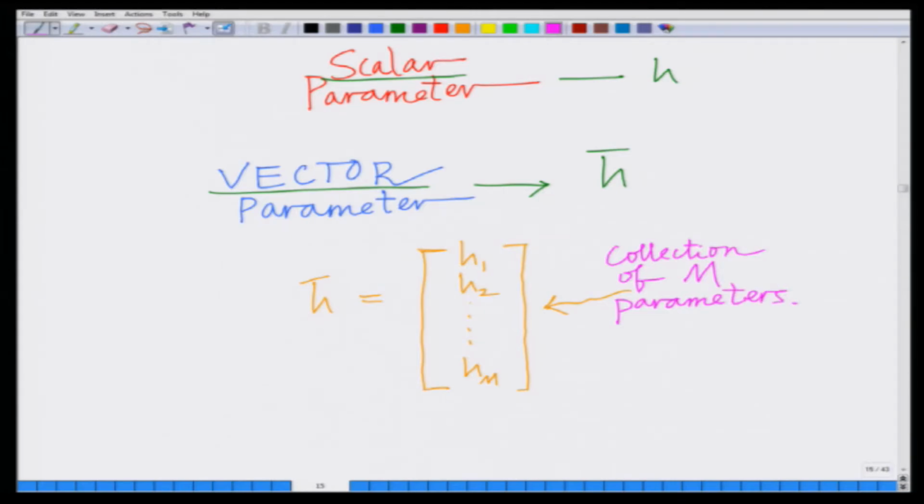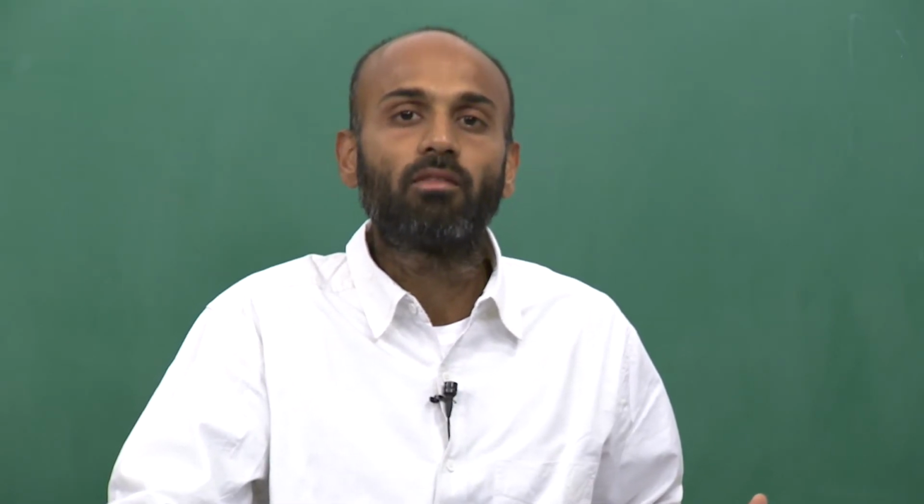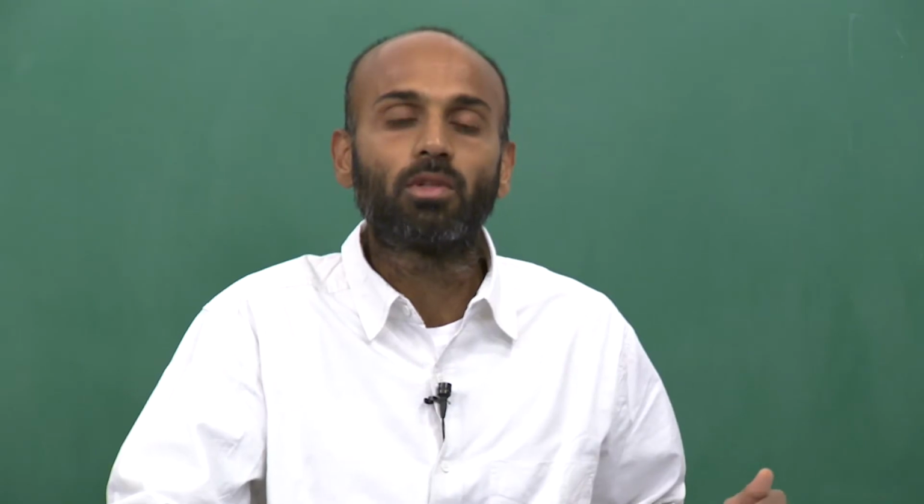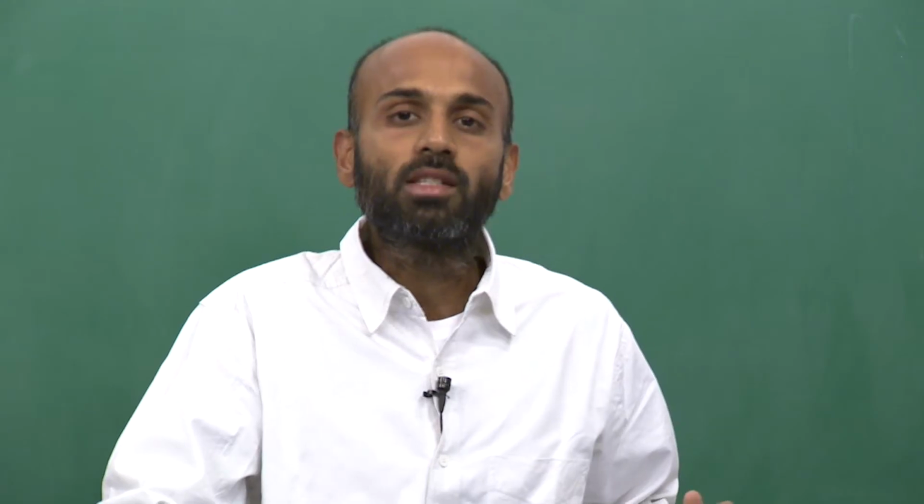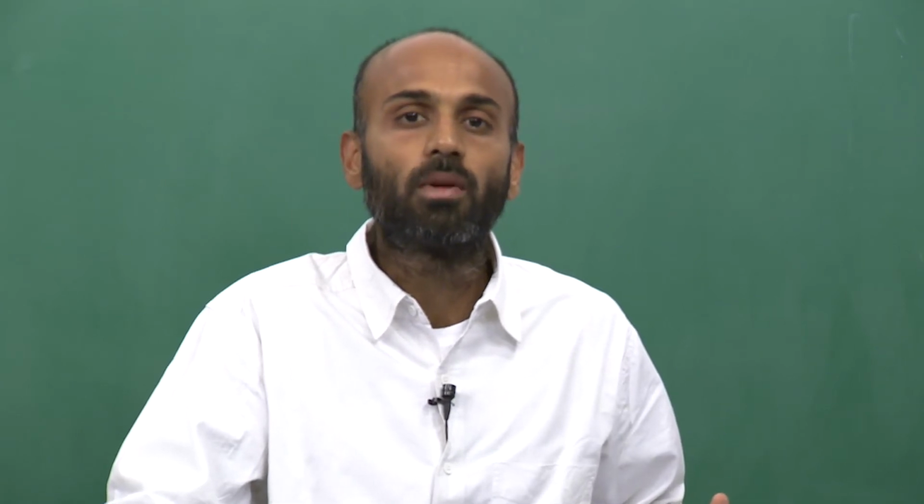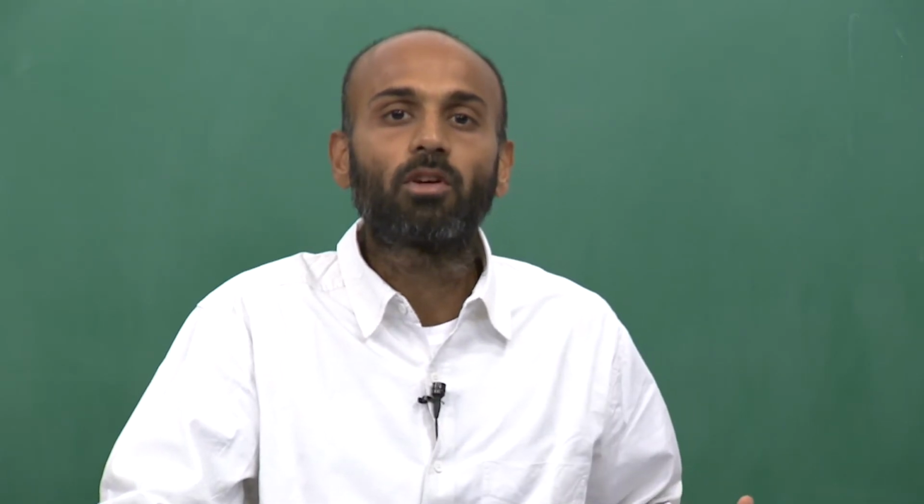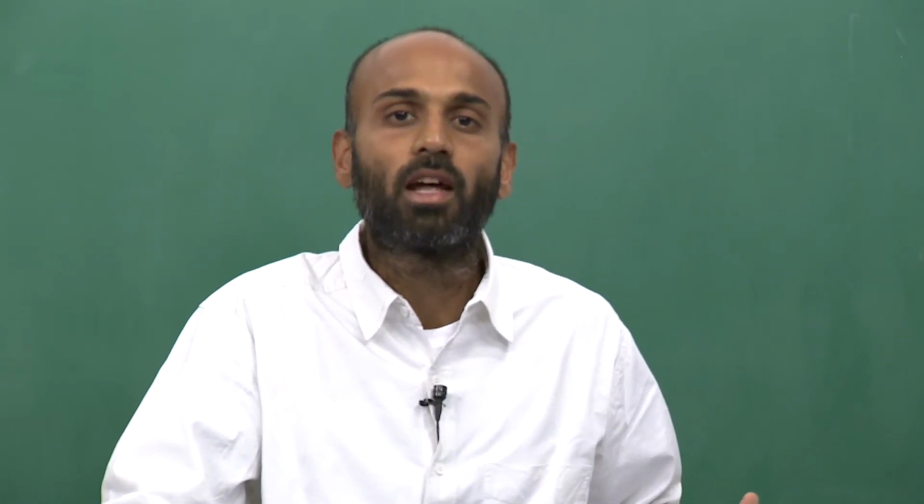So what we are going to start talking about from today is the estimation of a vector parameter, which we denote by h bar. This is an m dimensional vector, which means it contains m parameters, which we are denoting by h1, h2 up to hm. To motivate why we need to estimate a vector parameter rather than a scalar parameter, let us look at it from the perspective of an example. I think an example will clarify this concept and the framework related to it much better.